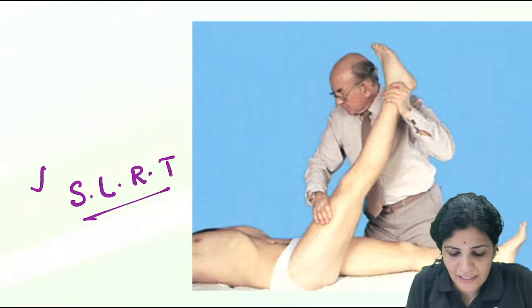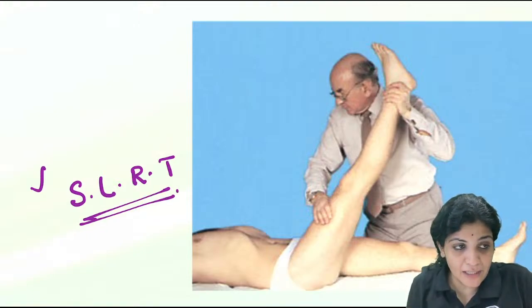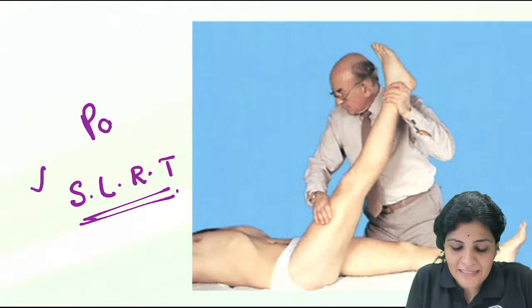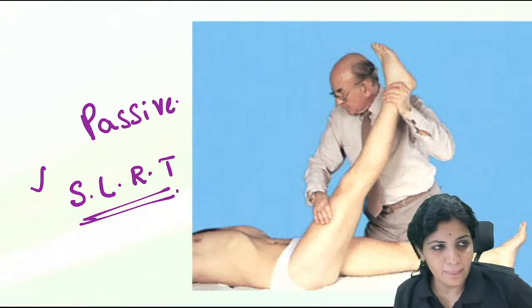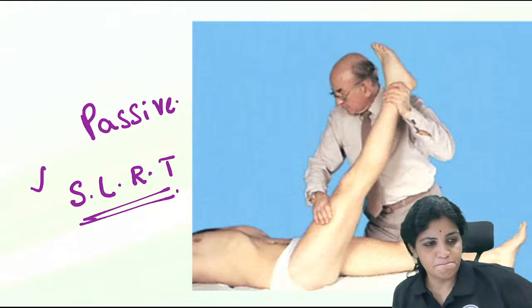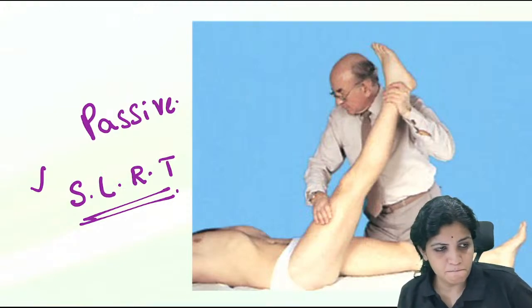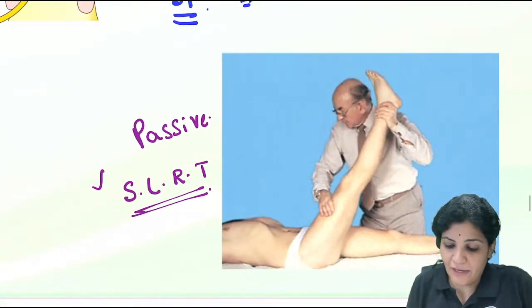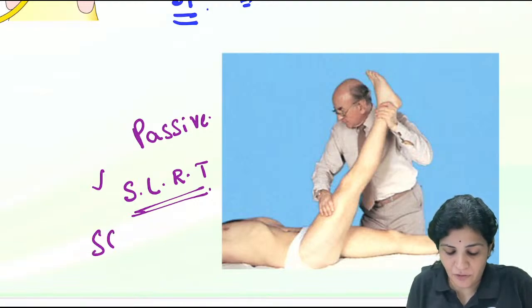So this is a straight leg raising test. And if you see, it is done by the surgeon himself. So this is a passive SLRT. This is the test we do in the OPD, where we stretch the sciatic nerve because the sciatic nerve is present on the posterior aspect.